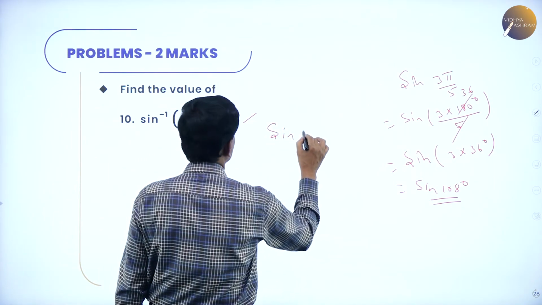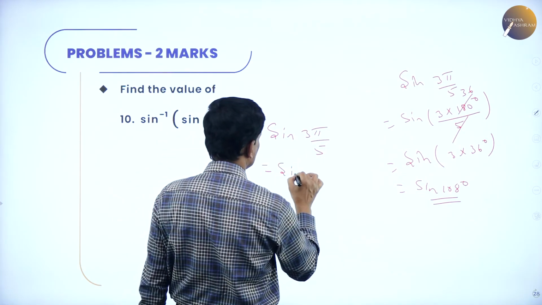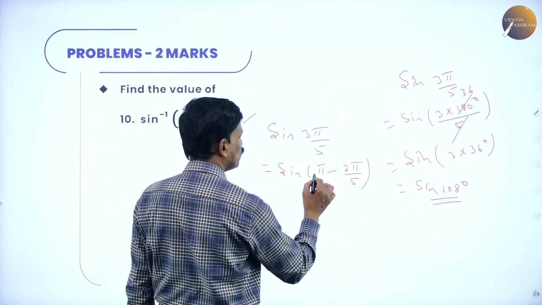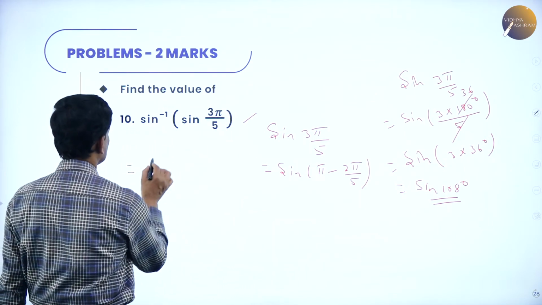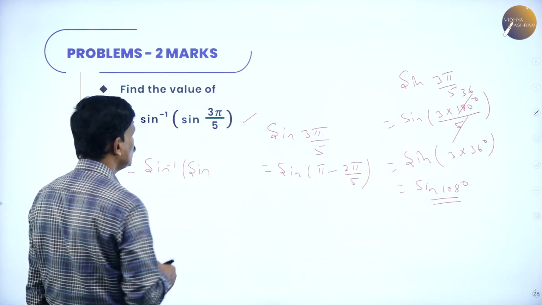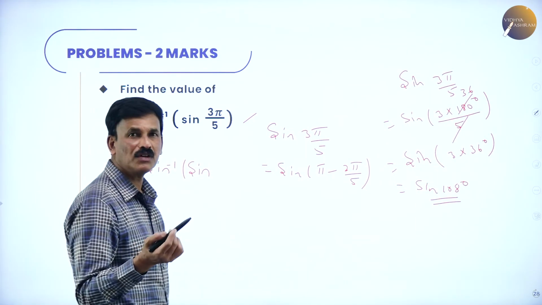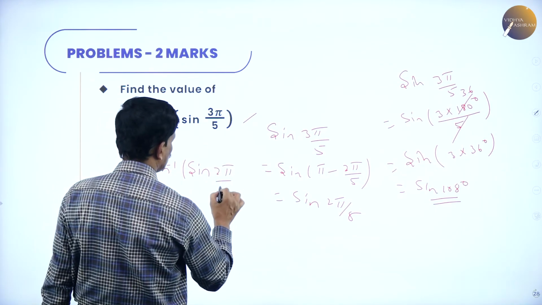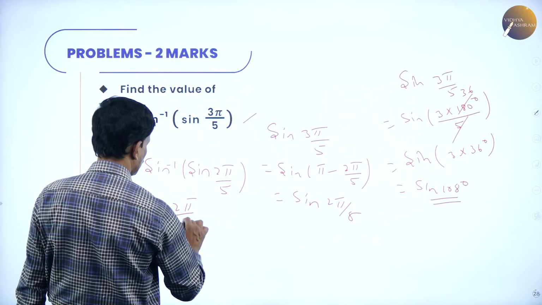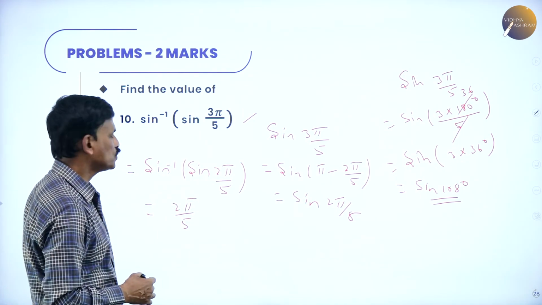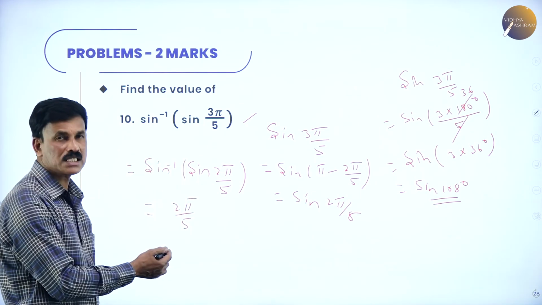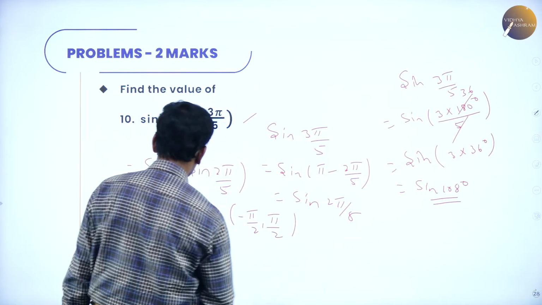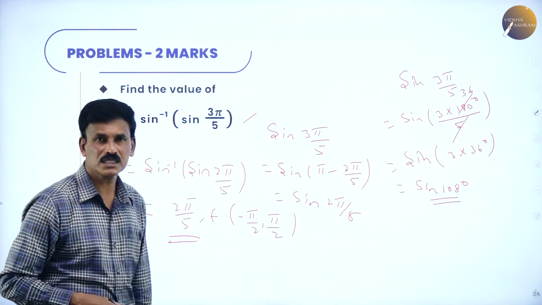So, sine 3 pi by 5 can be written as sine of pi minus 2 pi by 5. See, this is nothing but 5 pi minus 2 pi by 5. So, sine inverse of sine of 3 pi by 5 is also equal to sine inverse of sine of pi minus 2 pi by 5. Sine of 180 minus theta is sine theta. So, this can be written as sine 2 pi by 5. So, this is equal to 2 pi by 5. 2 pi by 5 means 2 into 180 divided by 5. What is this equal to? Less than 90 degrees, 72 degrees. So, this belongs to minus pi by 2 comma plus pi by 2. Therefore, the required answer is 2 pi by 5. That's it. Okay. Hope you followed.